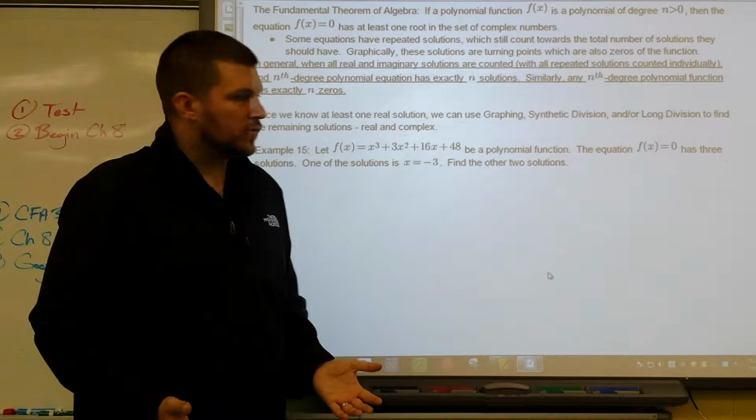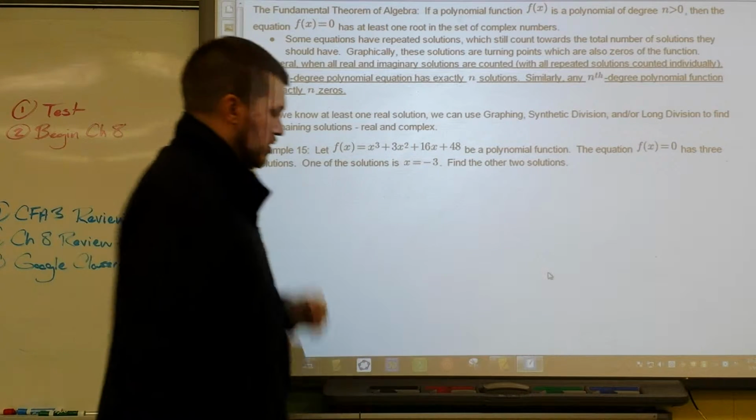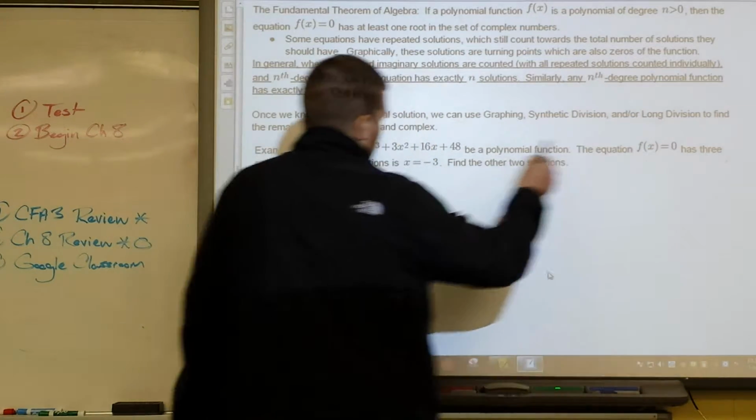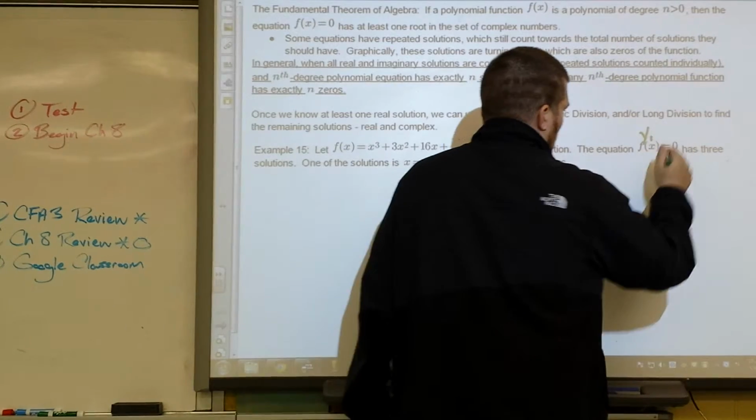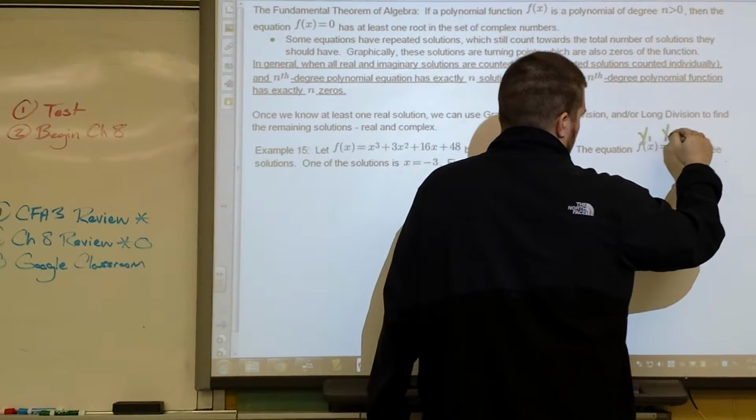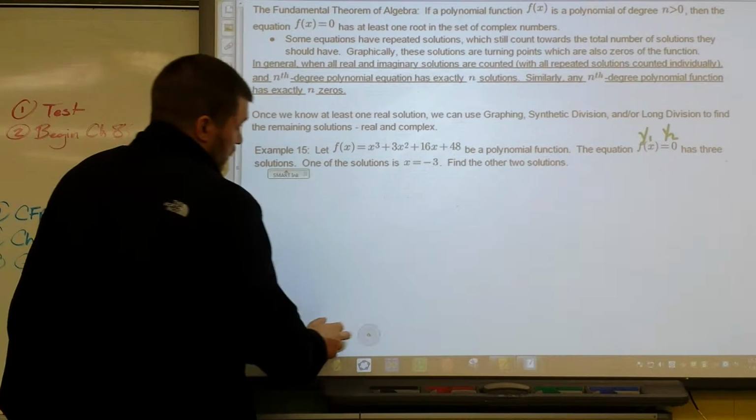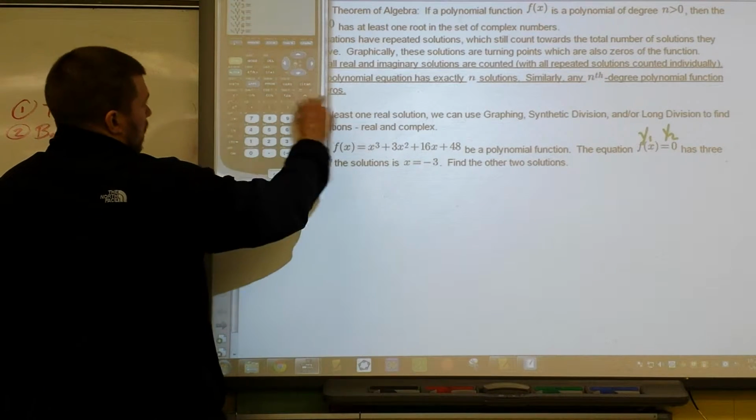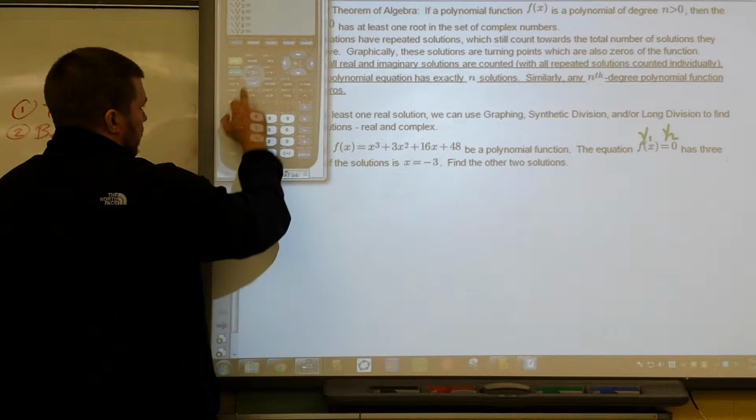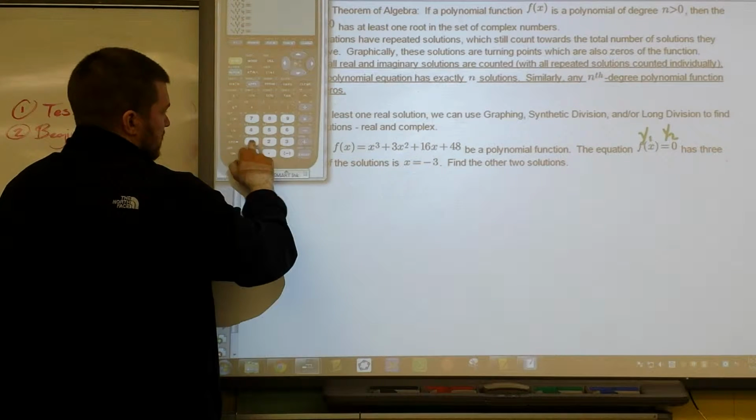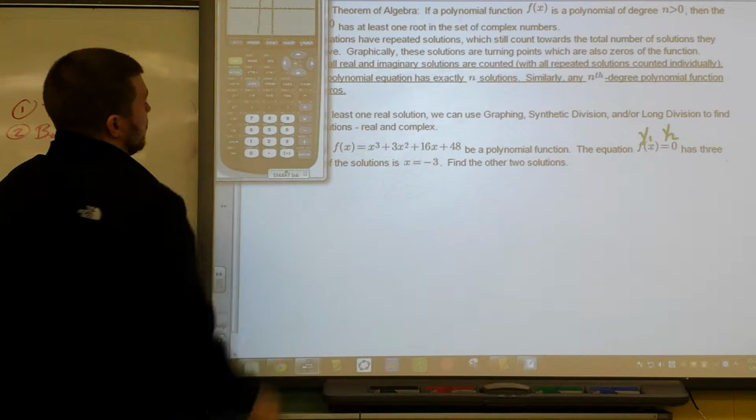Alright, so to start off with, since we have technology, I'm going to graph this equation. Instead of f of x, I'm putting in my polynomial, and that's going to go in y1. 0 is going to go in y2. Essentially, I'm just looking for the solutions like we've always done. So nothing new here. All right, so x cubed plus 3x squared plus 16x plus 48. I'm going to graph this.